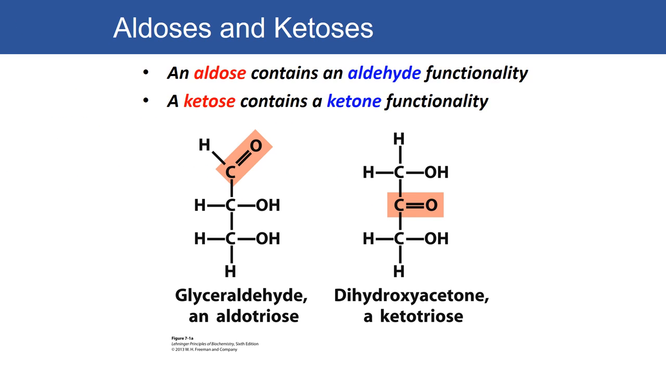When we talk about carbohydrates, there are 2 different kinds, aldoses and ketoses. An aldose contains an aldehyde group, and a ketose contains a ketone functional group. So we have glyceraldehyde, which is a 3-carbon carbohydrate, and you can have dihydroxyacetone, which is a ketotriose, which is a ketose. Both of those concepts are very important. You'll want to know that an aldose has an aldehyde functional group and a ketose has a ketone functional group, and you'll want to know the difference between the two.